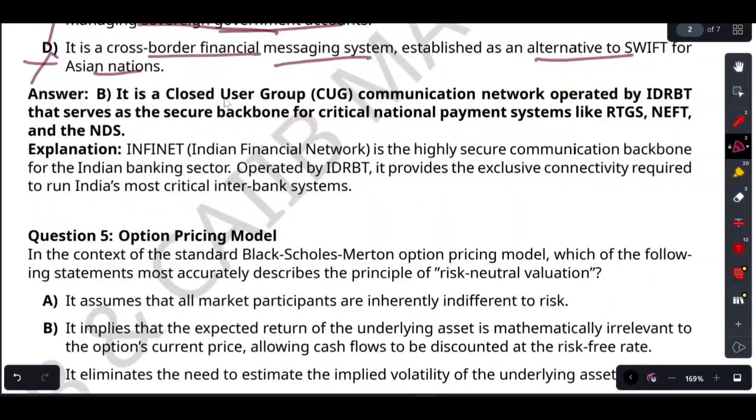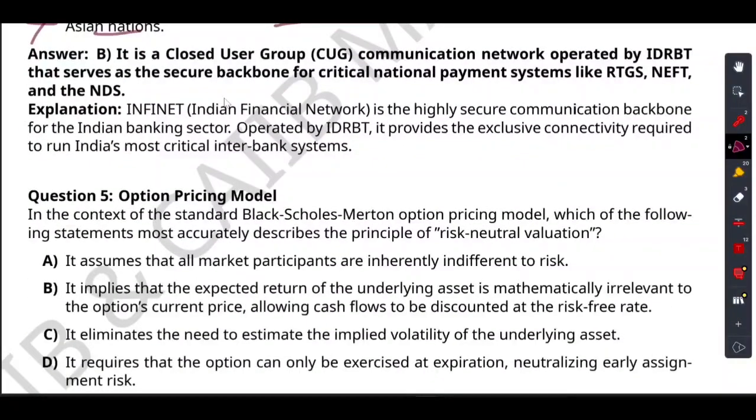Friends, now let's shift our focus to the next question. This is regarding the option pricing model. The question is: in the context of the standard Black-Scholes-Merton option pricing model, which of the following statements most accurately describes the principle of risk-neutral valuation? Option A says that it assumes that all the market participants are inherently indifferent to risk.